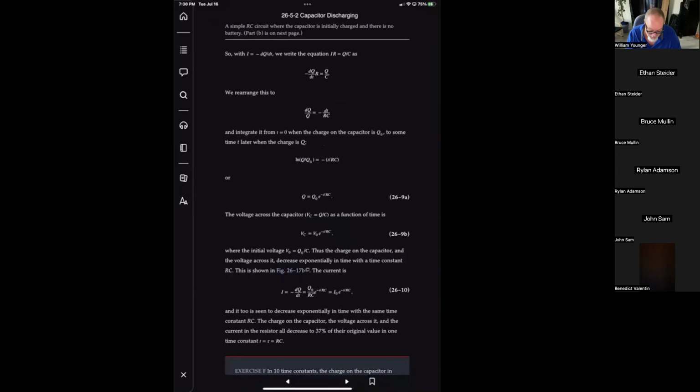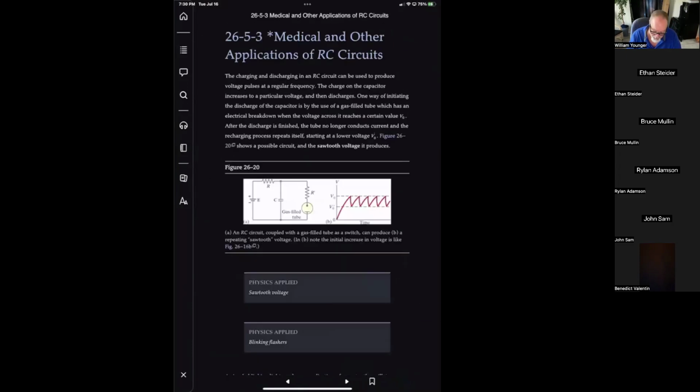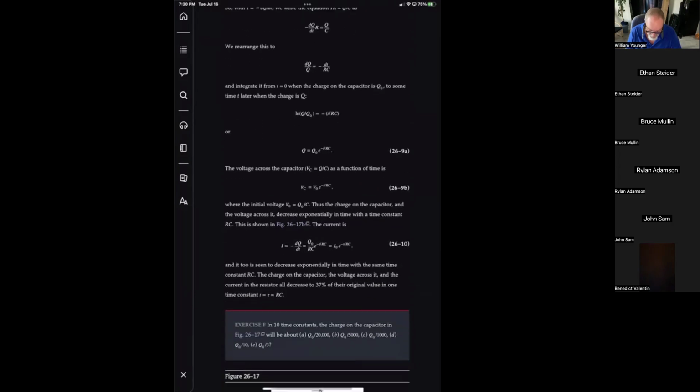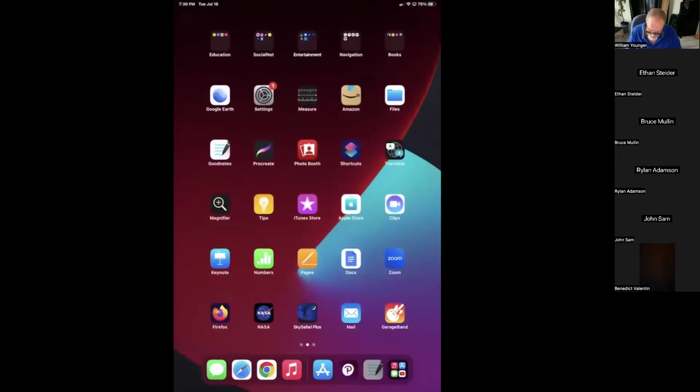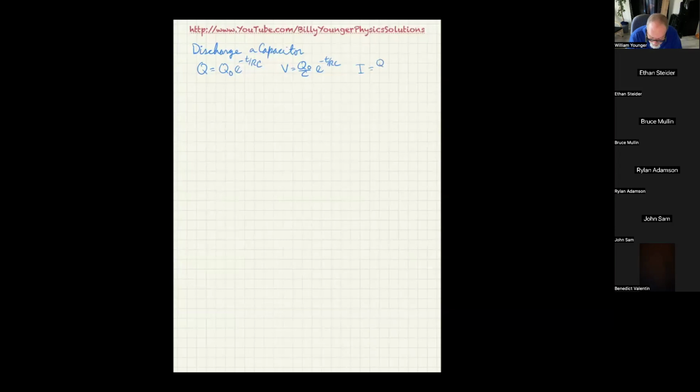And then I is actually going to exponentially decay as well, because the current is going to start off at some high value, because it just looks to the capacitor like, hey, I've got a positive plate and I've got this empty wire that's free to make charges move. So we get I is equal to Q zero over RC times e to the negative t over RC. So those are your three equations you have to do for discharging a capacitor.